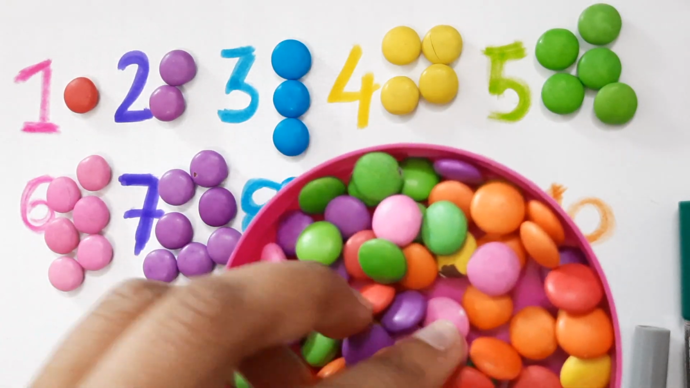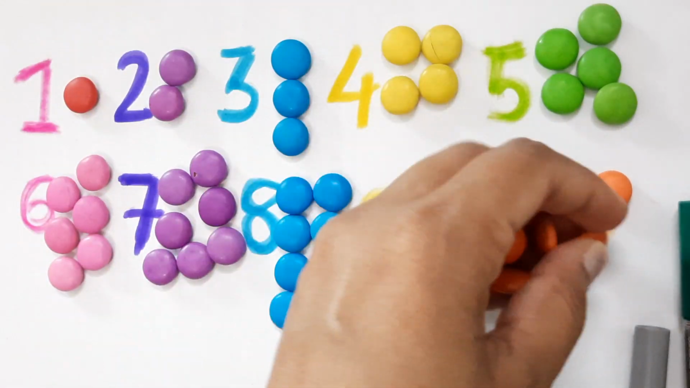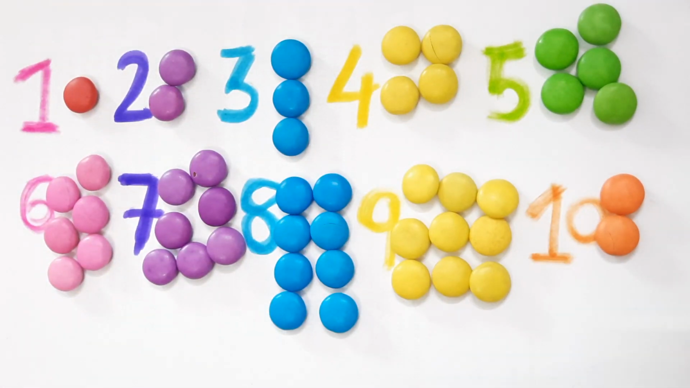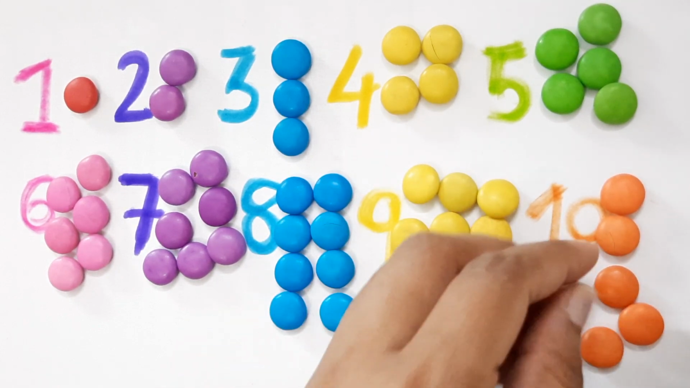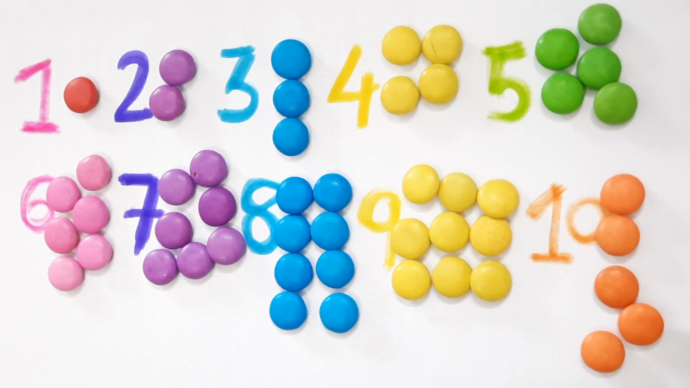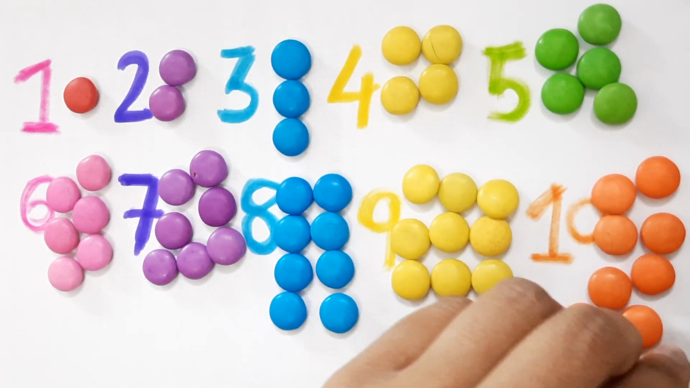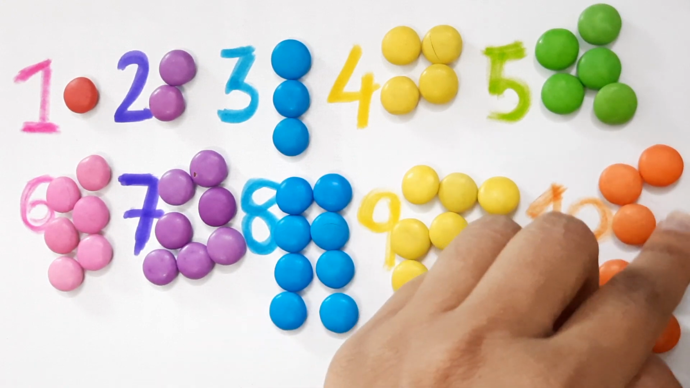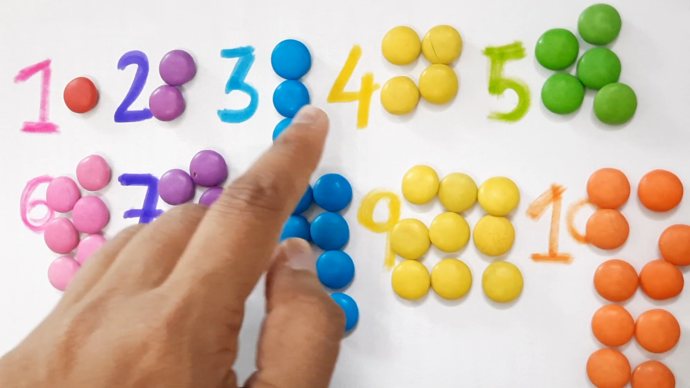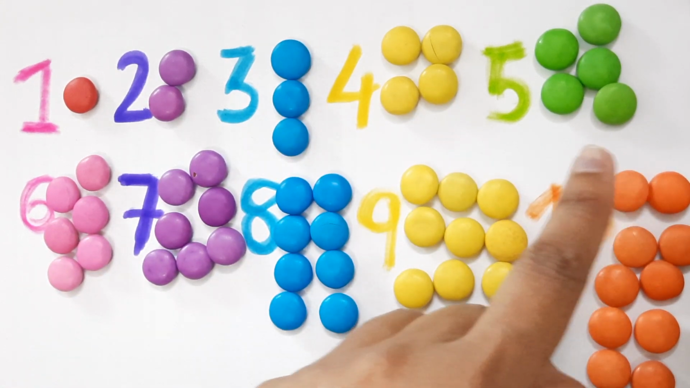Which color? Orange color. 1, 2, 3, 4, 5, 6, 7, 8, 9, 10. 1, 2, 3, 4, 5, 6, 7, 8, 9, 10.